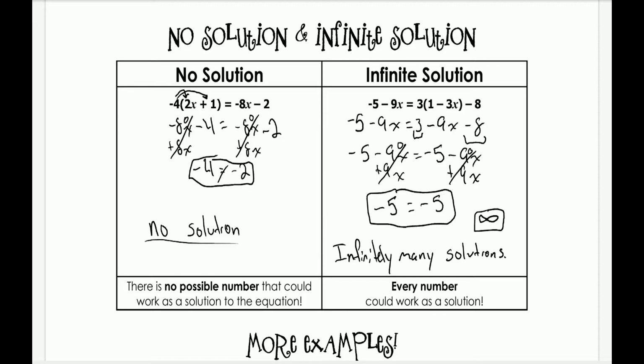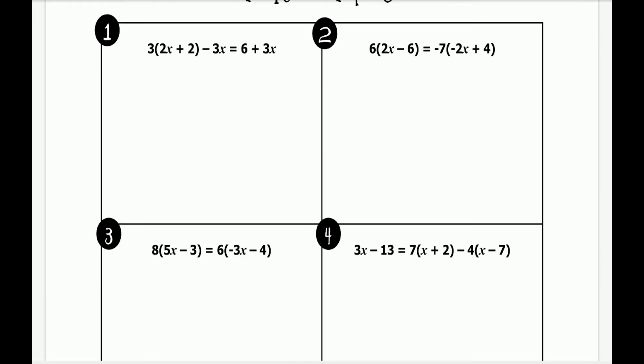Alright, if you have any questions about this, let me know. And let's do a couple of examples so we can talk about it a little bit more. Alright, so number 1, we have 3 times the quantity 2x plus 2 minus 3x is equal to 6 plus 3x.